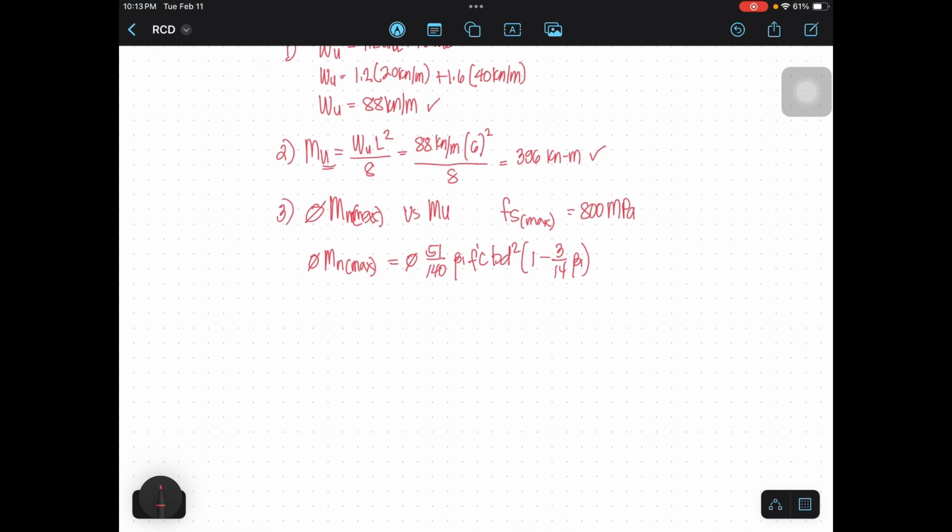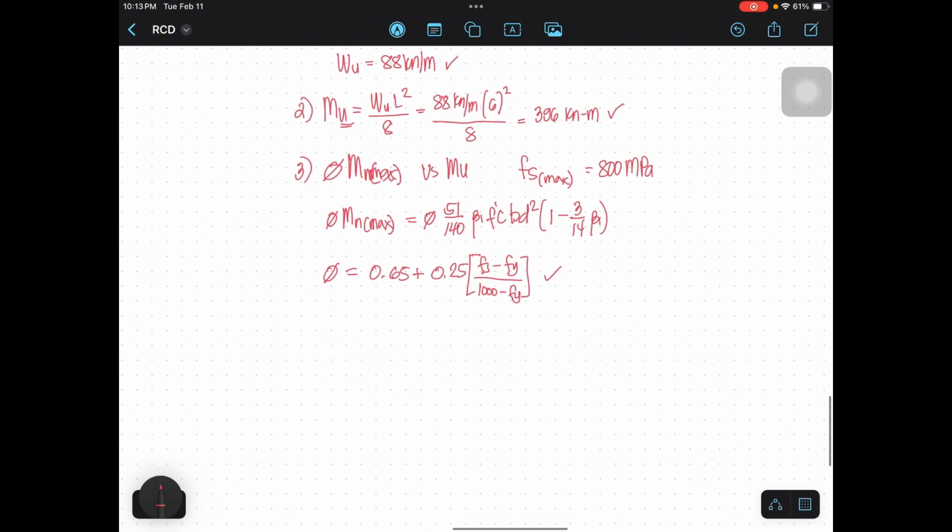Okay, so we have to compute for the reduction factor. We have 0.65 plus 0.25 quantity Fs minus Fy over 1000 minus Fy. This is the strength reduction factor formula.